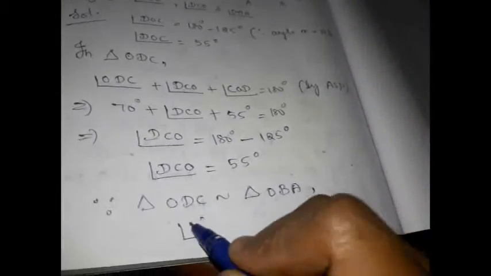Then what else do we need to find now? We need to find the third angle OAB. How will you state that? Since triangle ODC is similar to triangle OBA, this angle, what is it? Angle C, or else DCO. Angle DCO will be equal to angle OAB. Angle OAB, therefore, is equal to 55 degrees, right?